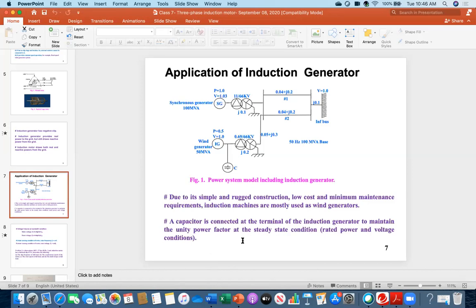So meaning that when the system is running at rated power and voltage, rated power means its capacity, its allotted power value, and its allotted voltage. Just take an example, 220 volt or 120 volt, whatever. At steady state condition, meaning during normal running condition, there is no fault, no short circuit, nothing happened.